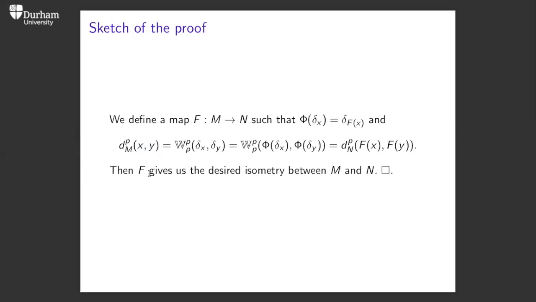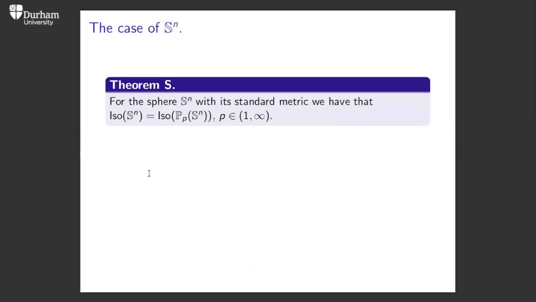Okay, but what about the original question? What about finding whether or not the isometry groups of the Wasserstein space coincide? Well, we have obtained it for some spaces. I will mention them at the end. But let me describe, at least in the simplest case, that of the sphere, the result. That is that for the sphere S^n with its standard metric, the isometry groups of the sphere and of the Wasserstein space of the sphere coincide.